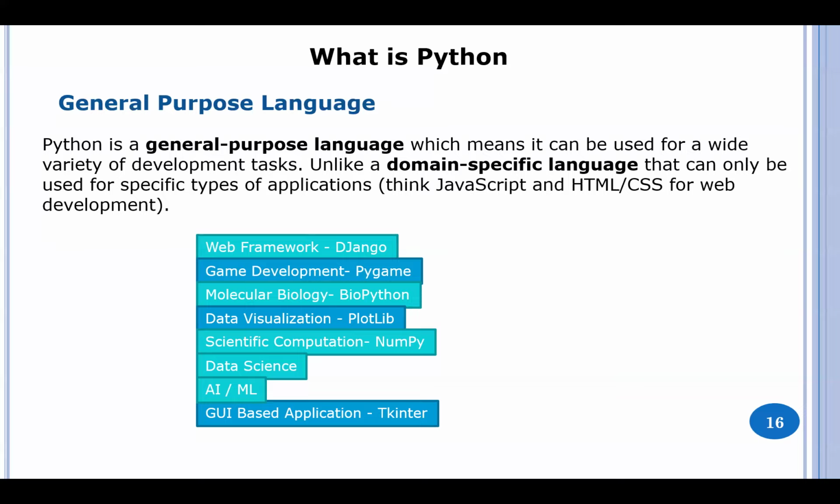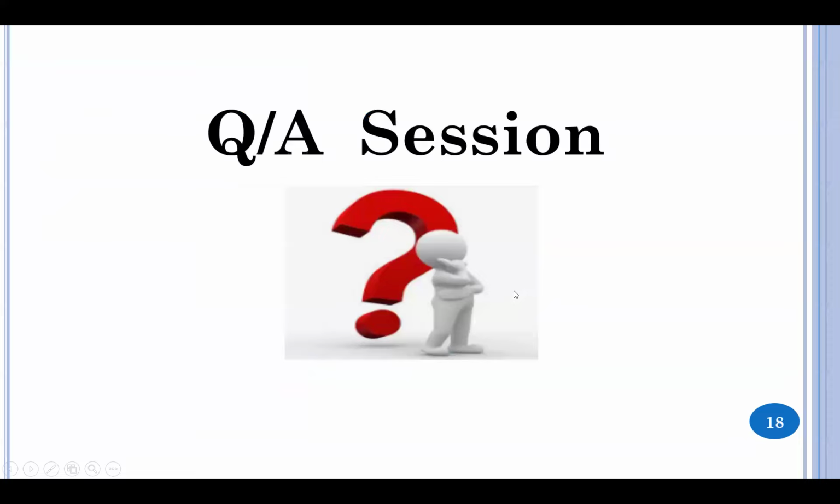Slowly we will understand that; for now leave it, just understand why we are saying Python is a general purpose language: because we can use Python in web development, game development, molecular biology, data visualization, scientific computation, data science, AI, ML, GUI based applications. Anywhere we are using Python. Because of that reason, we say Python is a general purpose language. Understood guys? Is it clear till here? Any problem for anyone?